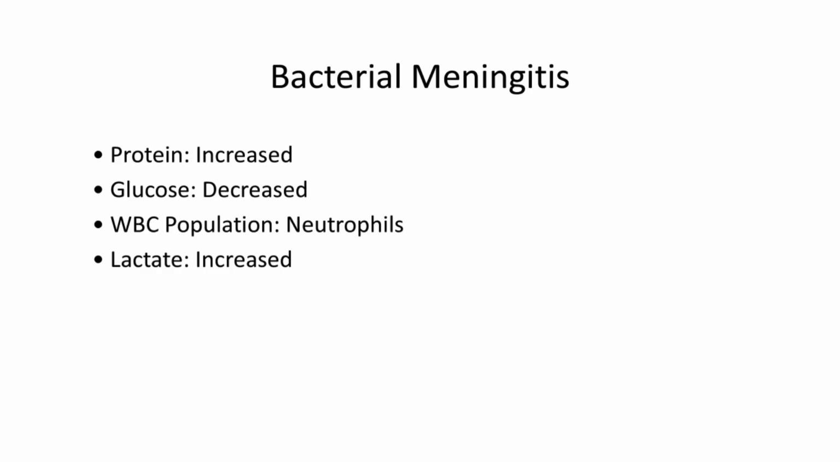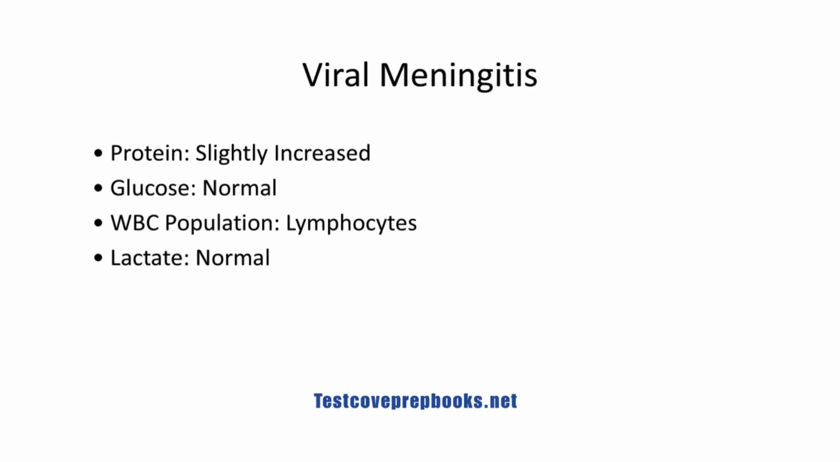In bacterial meningitis, protein levels in cerebrospinal fluid are increased. Glucose levels are decreased because bacteria consume glucose. The predominant white blood cells are neutrophils. Lactate levels are also elevated. In viral meningitis, protein levels are only slightly increased while glucose remains normal. The white blood cell population is predominantly lymphocytes. Lactate levels stay within the normal range.